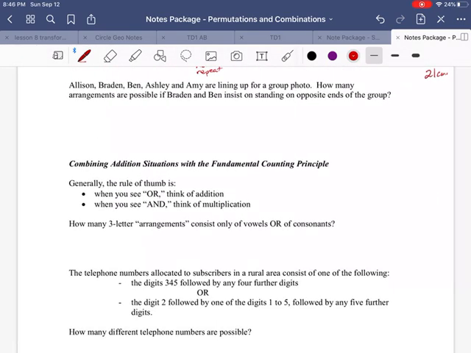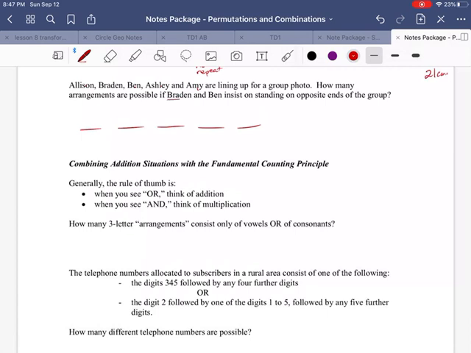Allison, Braden, Ben, Ashley, and Amy are lining up for a group photo. How many arrangements are possible if Braden and Ben insist on standing on opposite ends of the group? Okie dokie. So we've got 1, 2, 3, 4, 5 kids. So we're going to do a group photo here. Something like this, you know? I know my drawing skills are excellent. All right.